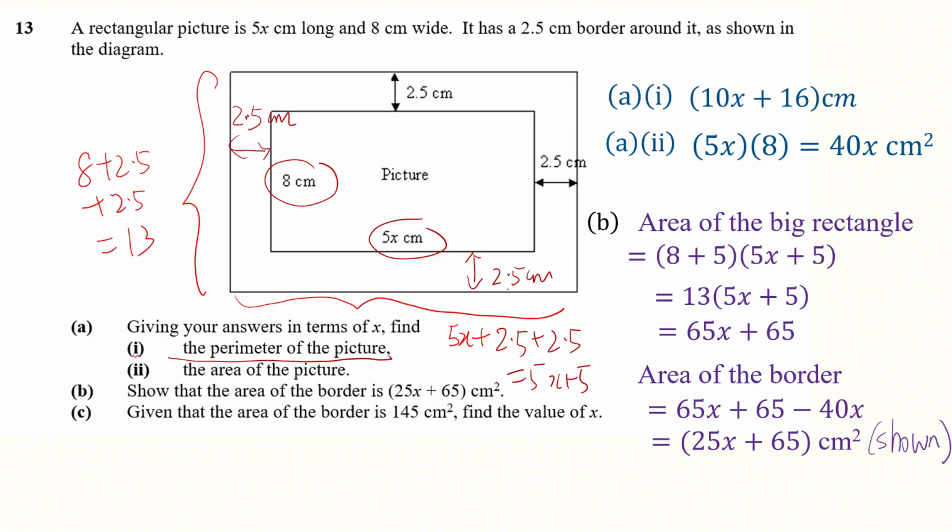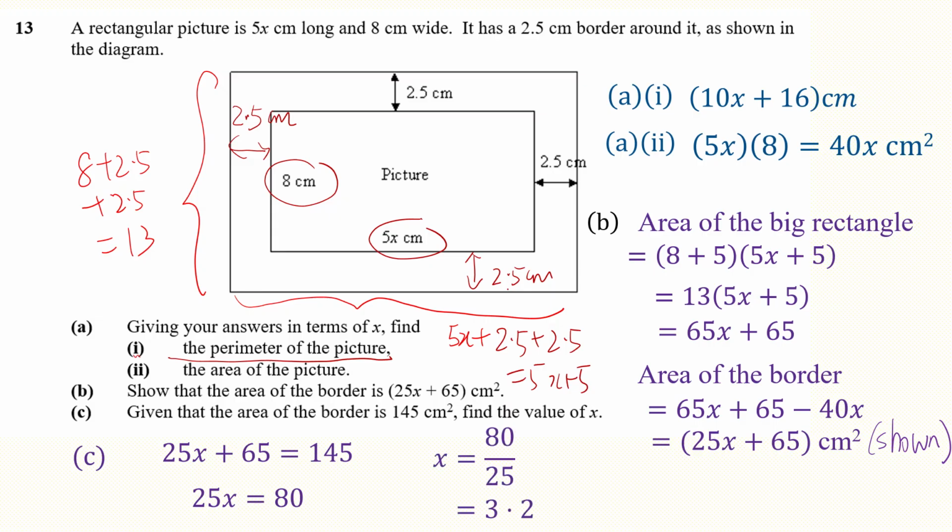Right, so this value is actually equal to 145 in part C. So we are asked to find the value of x here. So subtract 65 on both sides to find 25x. That gives you 80. Divide by 25 to find 1x. And that is 3.2. All right, so that's all for part C.